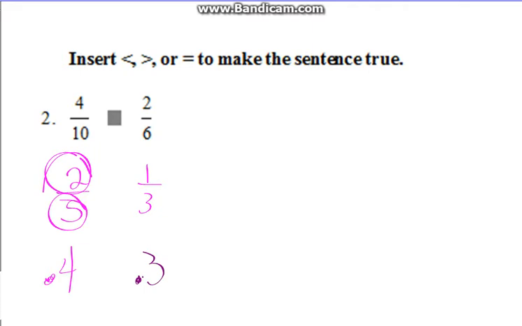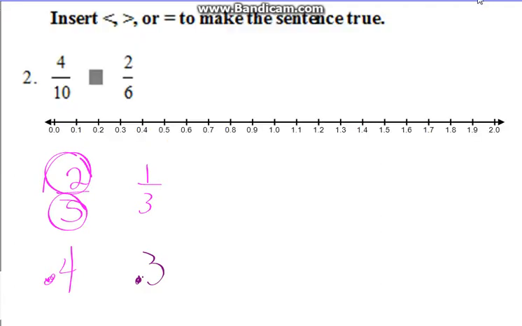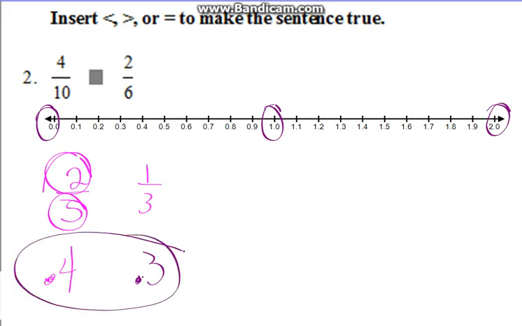Now let's look at our number line. Okay, so I've added this number line, and now notice that I started at 0. Oops. At 0, and here is 1, and there's 2. So we're looking at 0.4 and 0.3 on this number line. Well, here's 0.4 and there's 0.3. So which one's greater? The one to the right is greater.